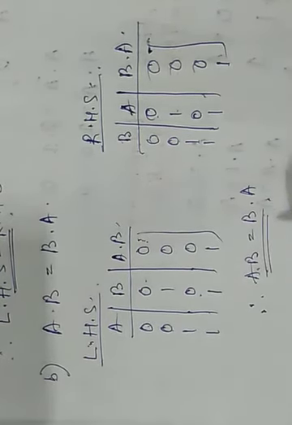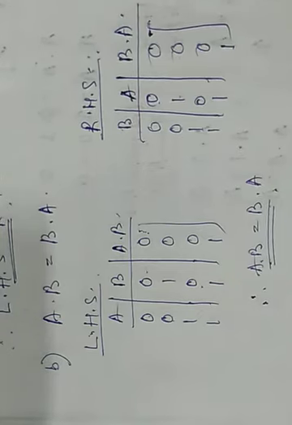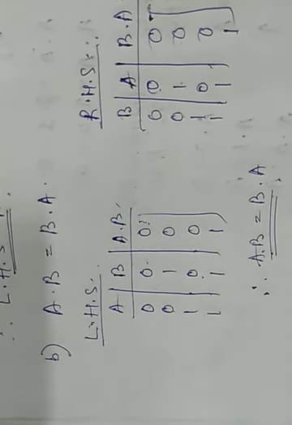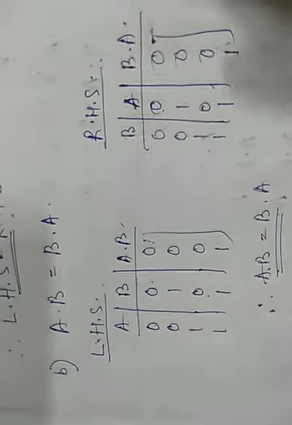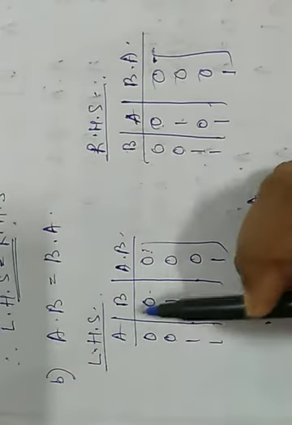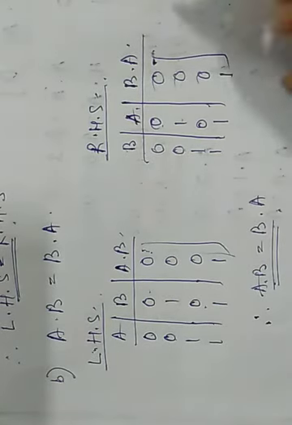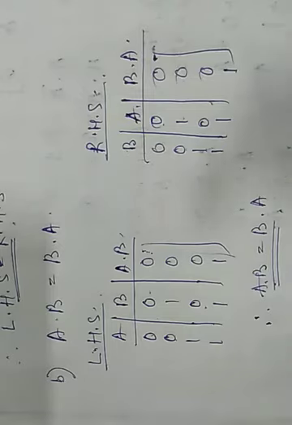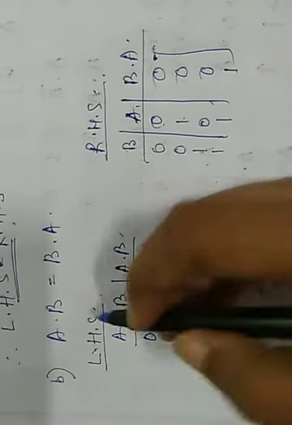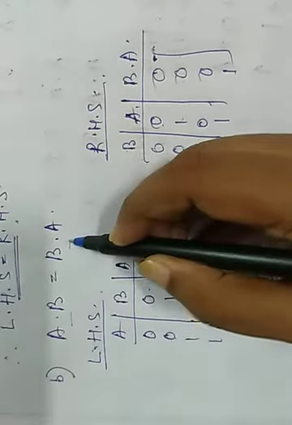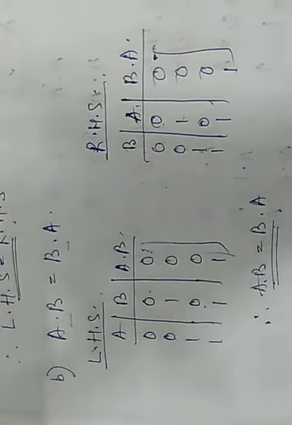Okay. So in this way we can prove every property using truth table. Using truth table we have to make separate truth tables for left hand side and right hand side, and we have to show that the output is the same in both cases. This is how to prove any Boolean expression using truth table. Clear? Now let us see the other two properties. Now our second property is associative property.